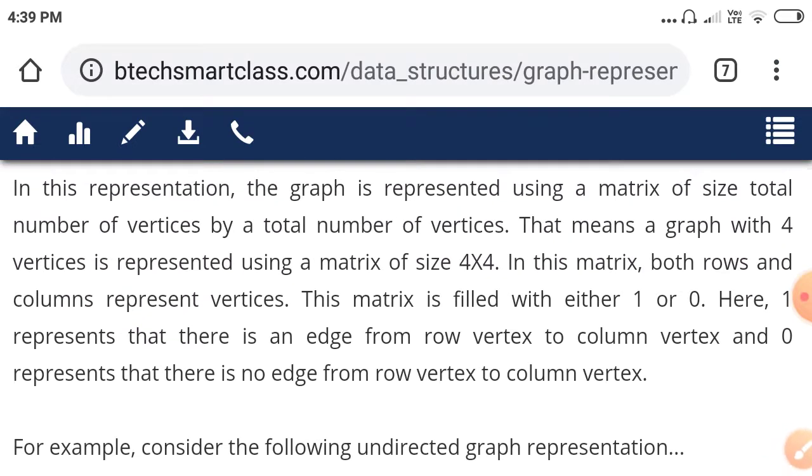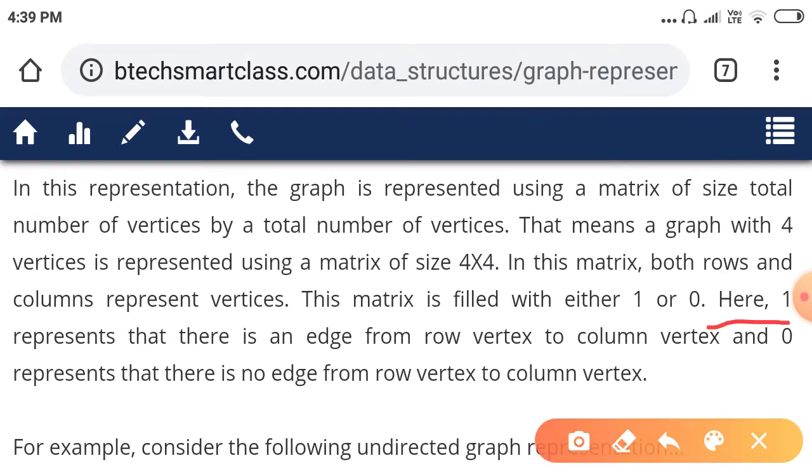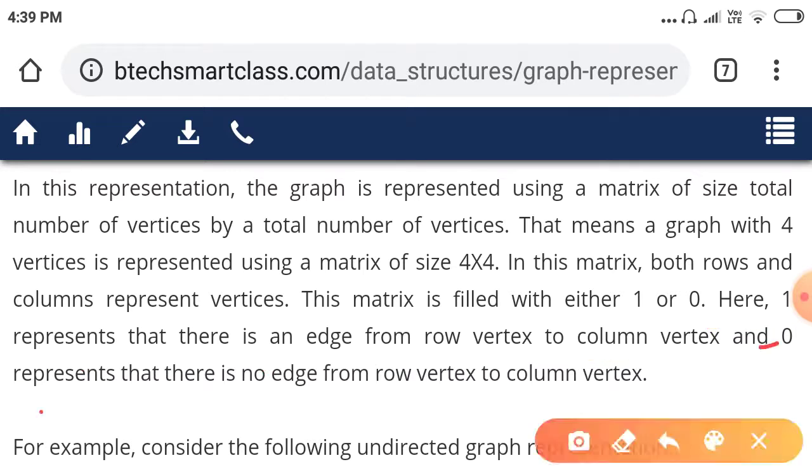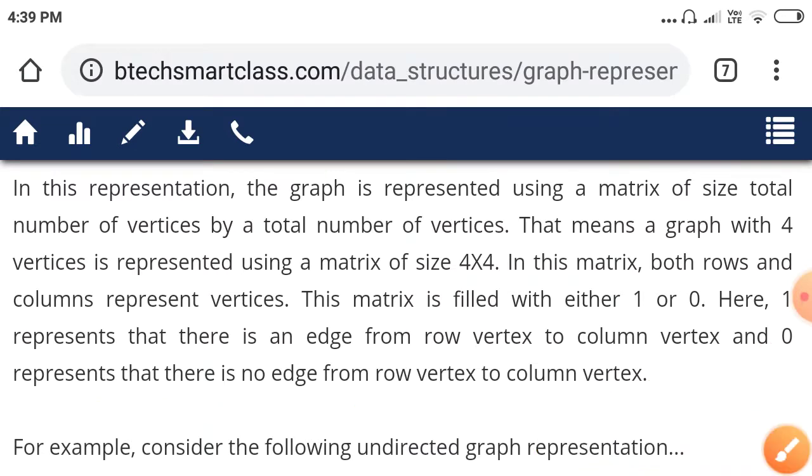So when we fill, 1 represents that there is an edge from the row vertex to the column vertex. And 0 represents that there is no edge from the row vertex to the column vertex. Okay, so this one.